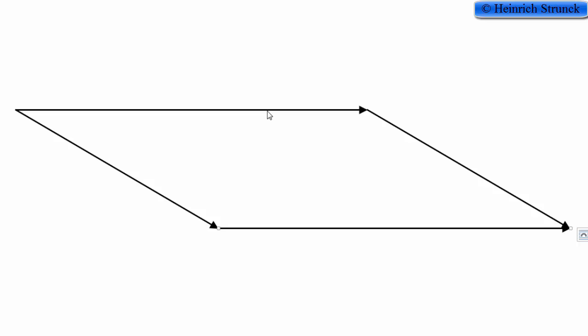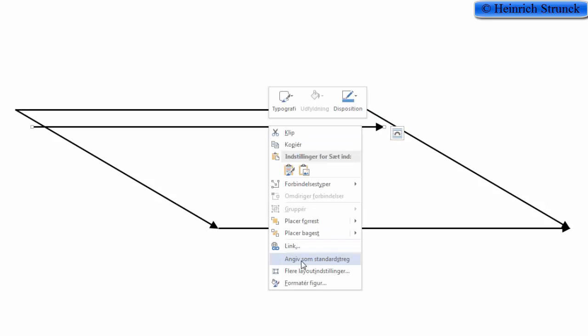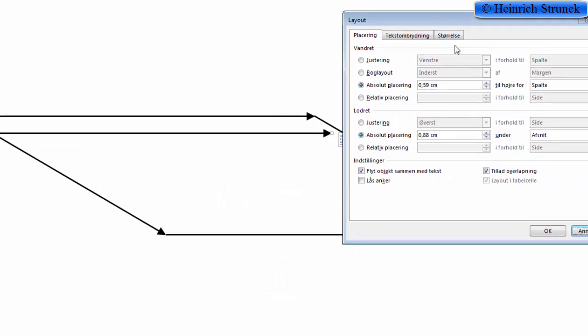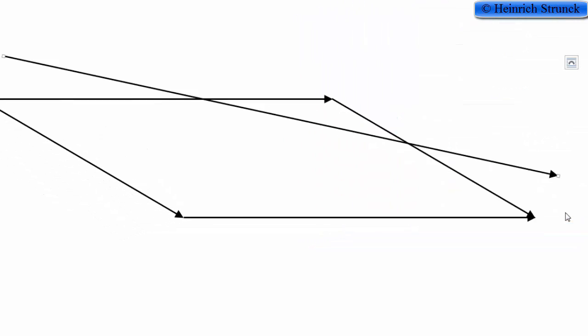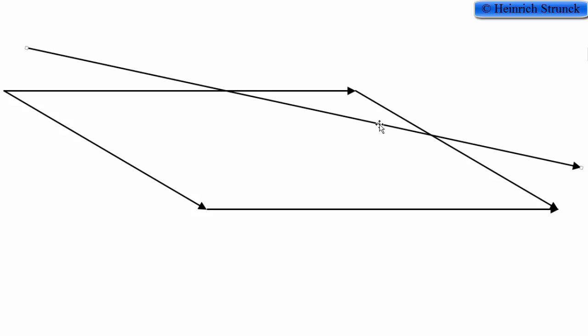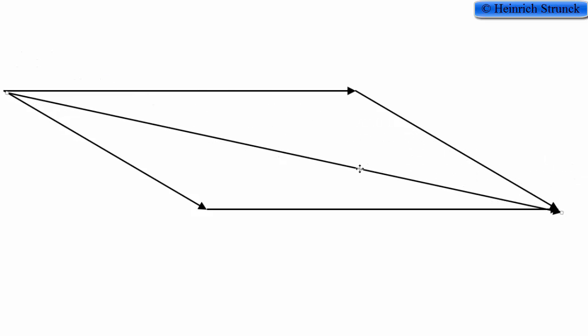So make a copy of one of the vectors, right click and adjust the size to 14.5 and the angle to 11.9. And if we just rearrange it, we can see that it starts up here and ends down here, and it seems that it's okay.